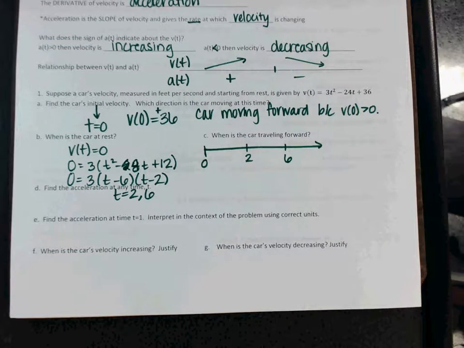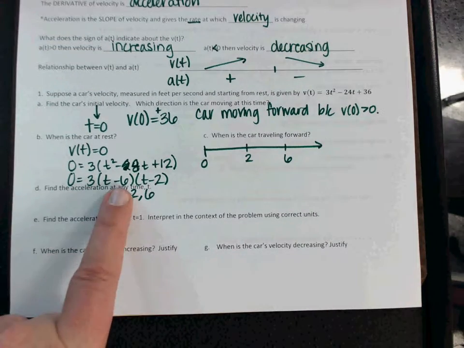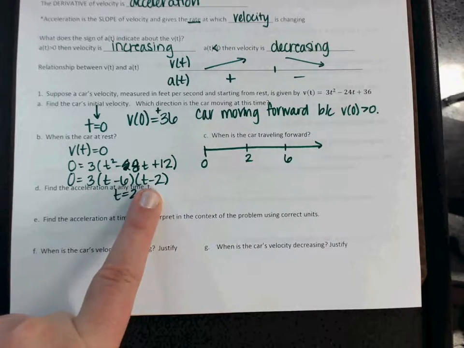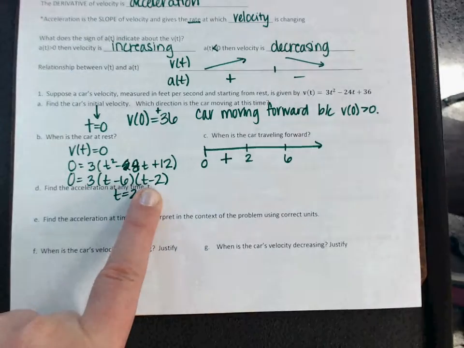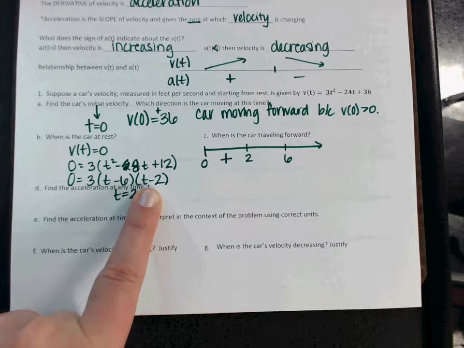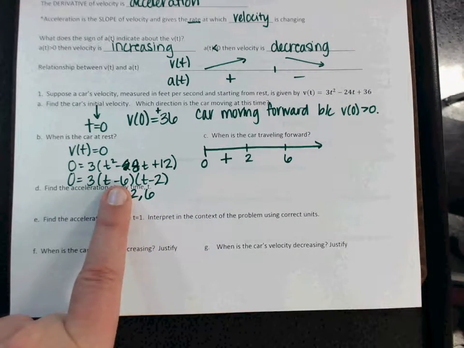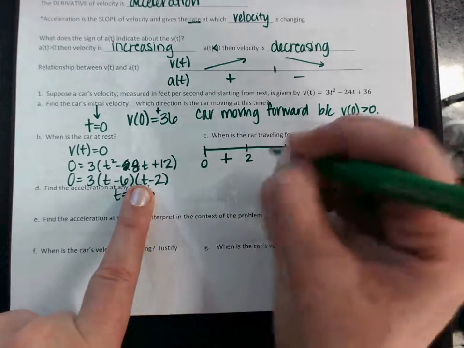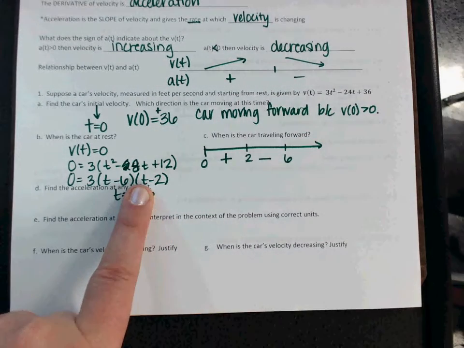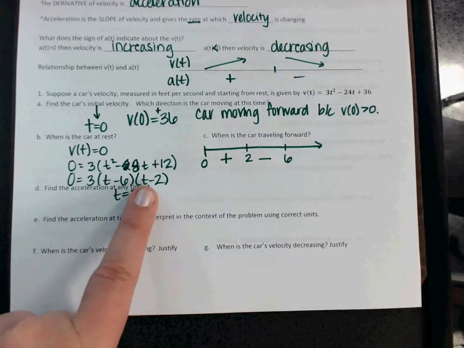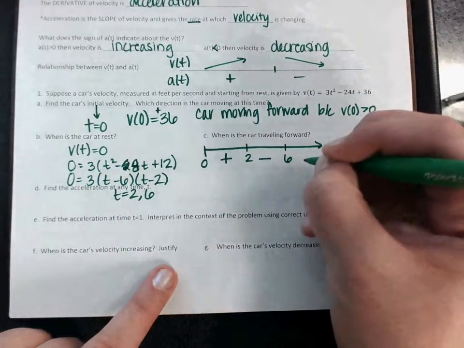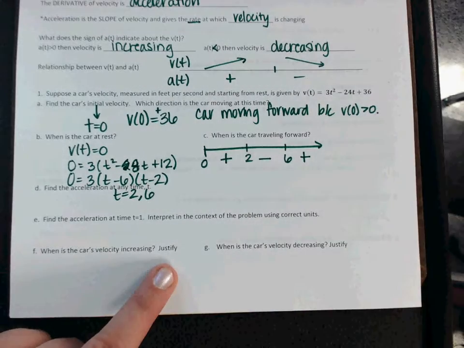Say I plug in 0. 0 minus 6, 0 minus 2 both come out negative, but when I multiply them, I get a positive. Then between 2 and 6, say I pick 3. 3 minus 6 is negative. 3 minus 2 is positive. And then after 6, say I pick 7. 7 minus 6, 7 minus 2 are both positive. Multiply them together, you still get a positive.